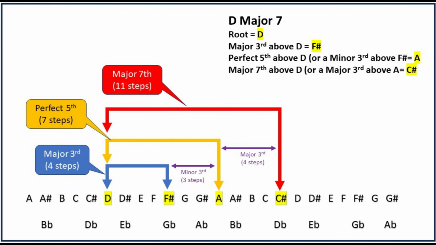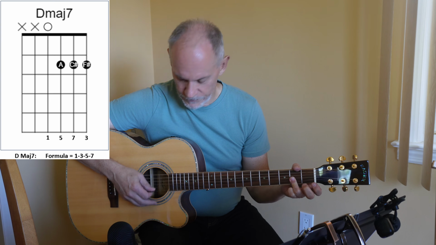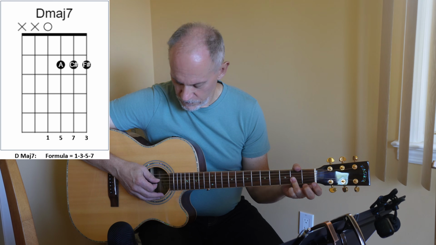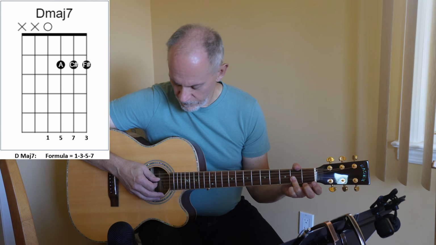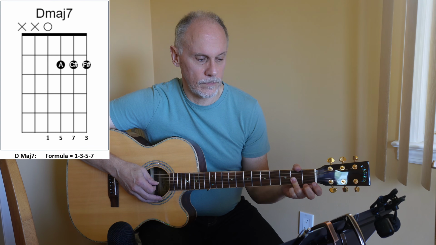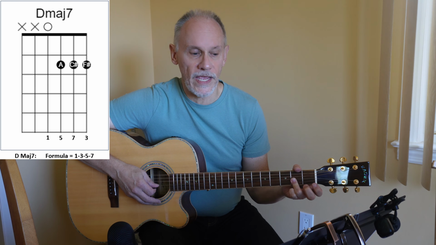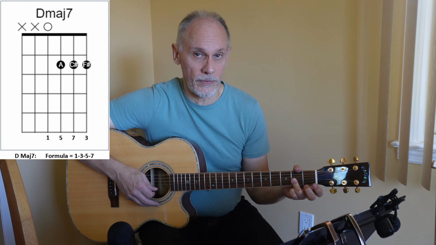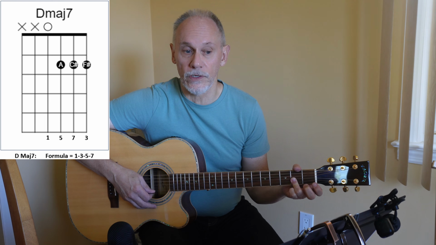Now as we start talking about sevenths, we're going to have four notes comprising the chord, so it's a triad plus one. D major 7. Perfect fifth on A, major seventh or C sharp, and a major third, F sharp.